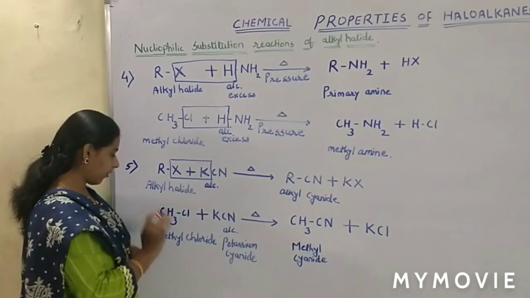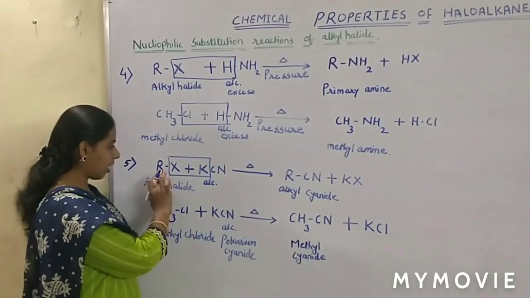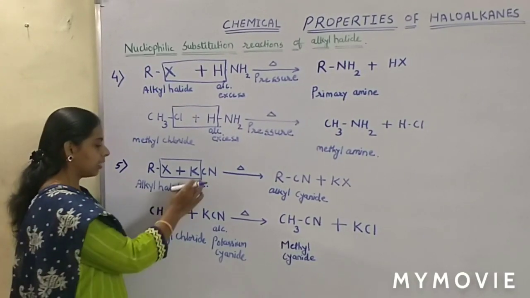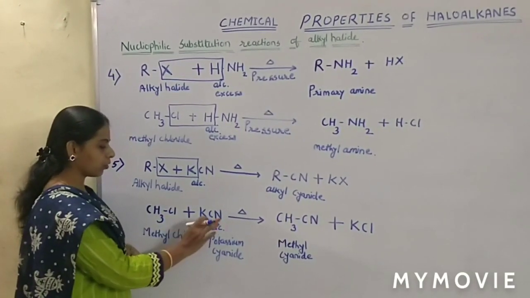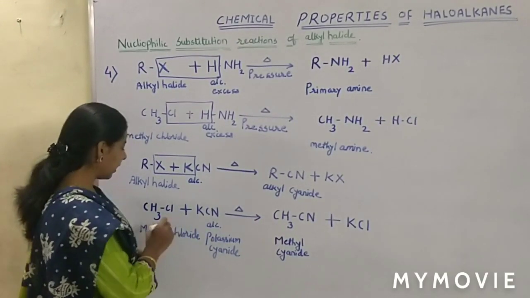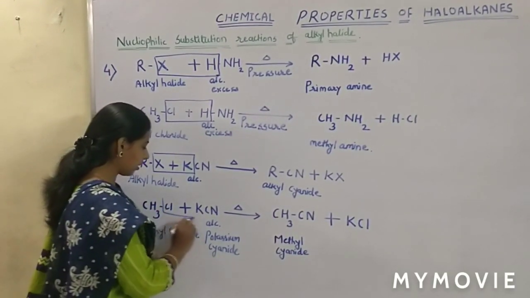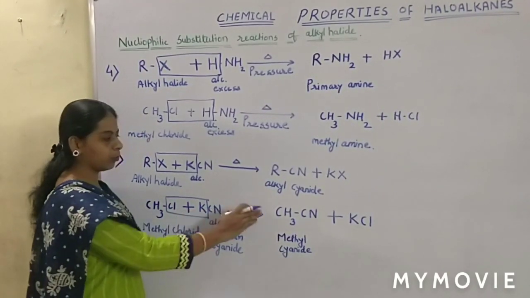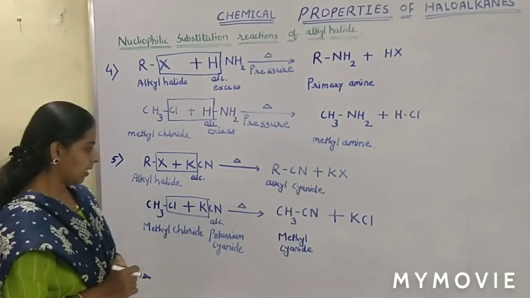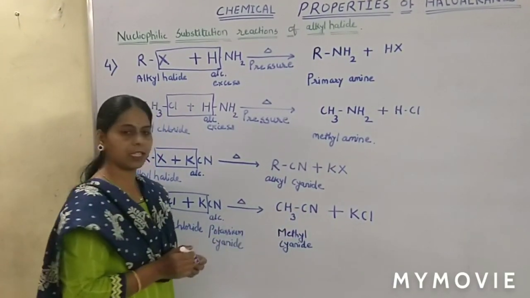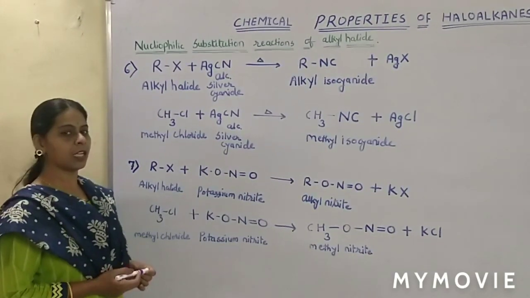Now we'll see the specific reaction. This is methyl chloride. R is replaced by methyl, X is replaced by halide, that is chloride. Now it reacts with an alcoholic solution of potassium cyanide, KCN. Under heat, again that Cl is combined with K and the CH3 group connects to the CN. So this is the formula of methyl cyanide and KCl will be the byproduct.